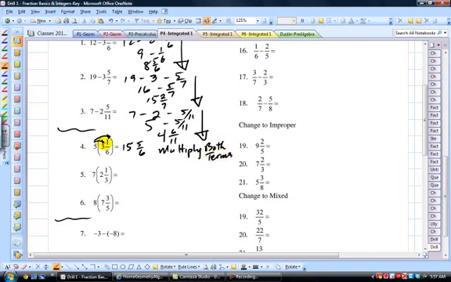Okay, I'm talking about the whole number and the fraction. That's all you do, all right? 7 times 2 is 14. 7 times 1/3 is 7/3. Multiply both terms.